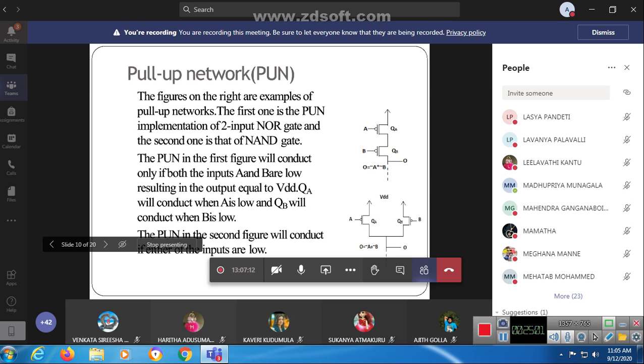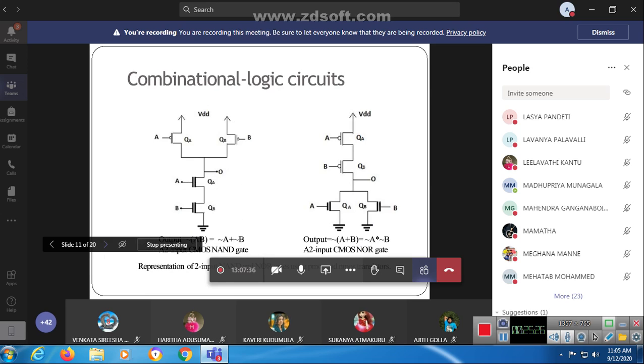In the second diagram, the PUN will conduct if either of the inputs is low. Whenever you connect in parallel, either A will be on or B will be on, so we get the output pulled up to the VDD voltage. So that is the meaning of pull-up network and pull-down network.